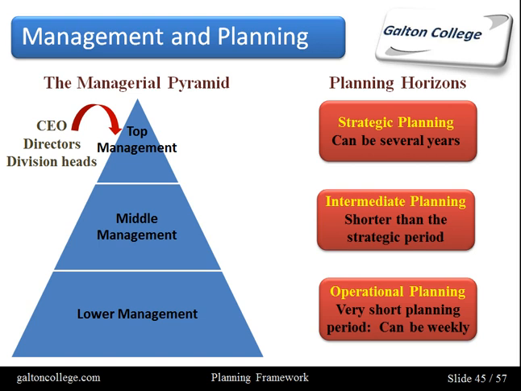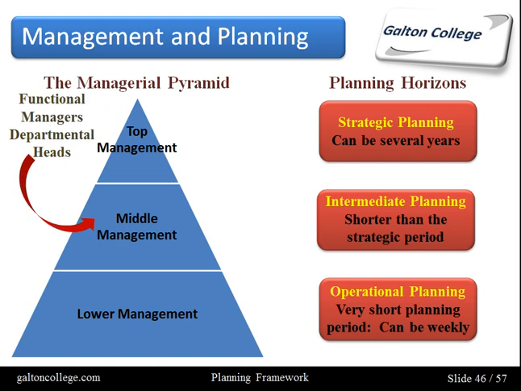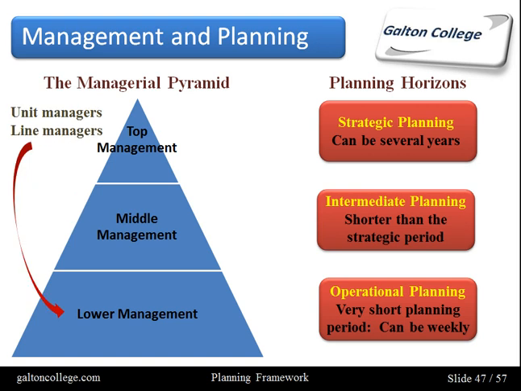So the top management would typically be the CEO, the Chief Executive Officer, and perhaps heads of the divisions. Middle management would be functional managers and departmental heads, looking at particular jobs to do, particular areas of responsibility, and perhaps looking at the department to look after the intermediate considerations of the business. And lower management would be unit managers or line managers who will be dealing with day-to-day issues.